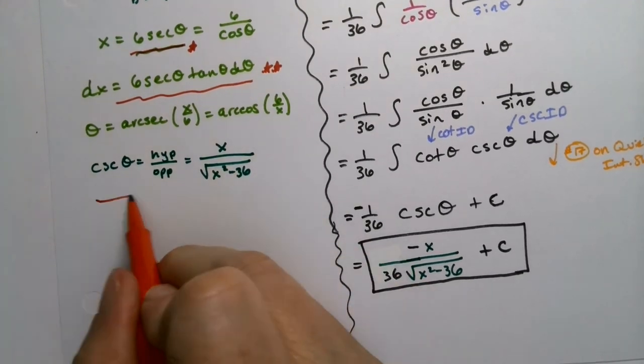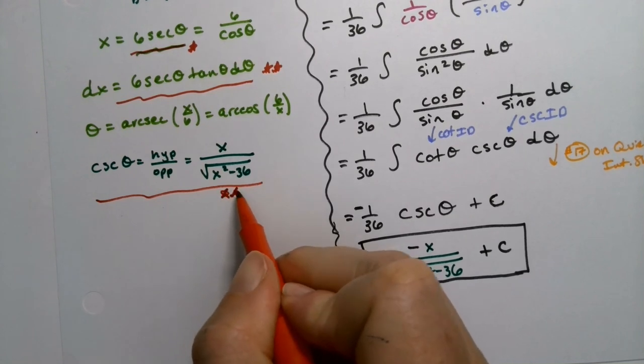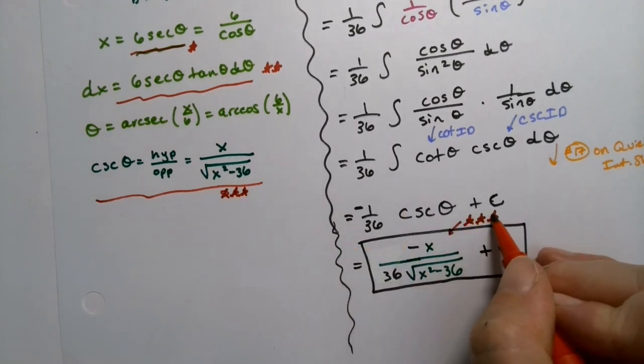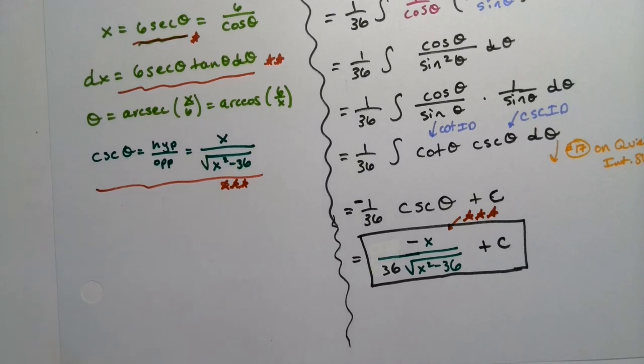Oh, and for the record, this was the third substitution we made, right? So that's right here. Right? We back substituted. We substituted back the variable we were working with, which is x.